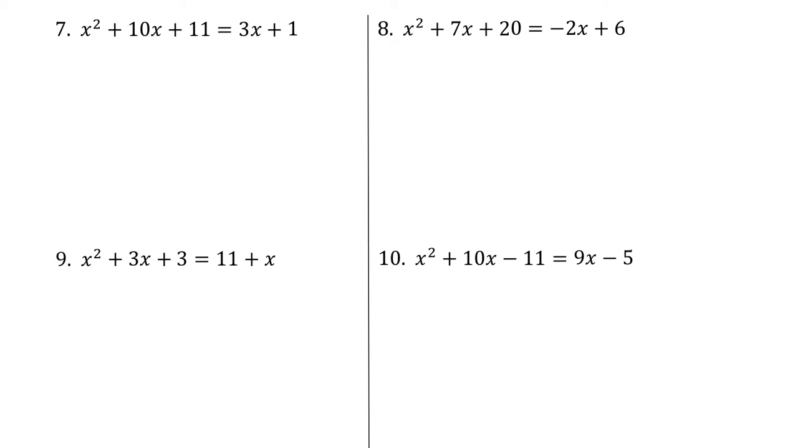Okay, I'm going to go over number 7 with you. And then I'm going to have you do the rest of the practice on your own, and then you'll check your answers at the end. Okay, now 7 is definitely not in standard form. I have a lot of things on the right side that I don't want to be there.